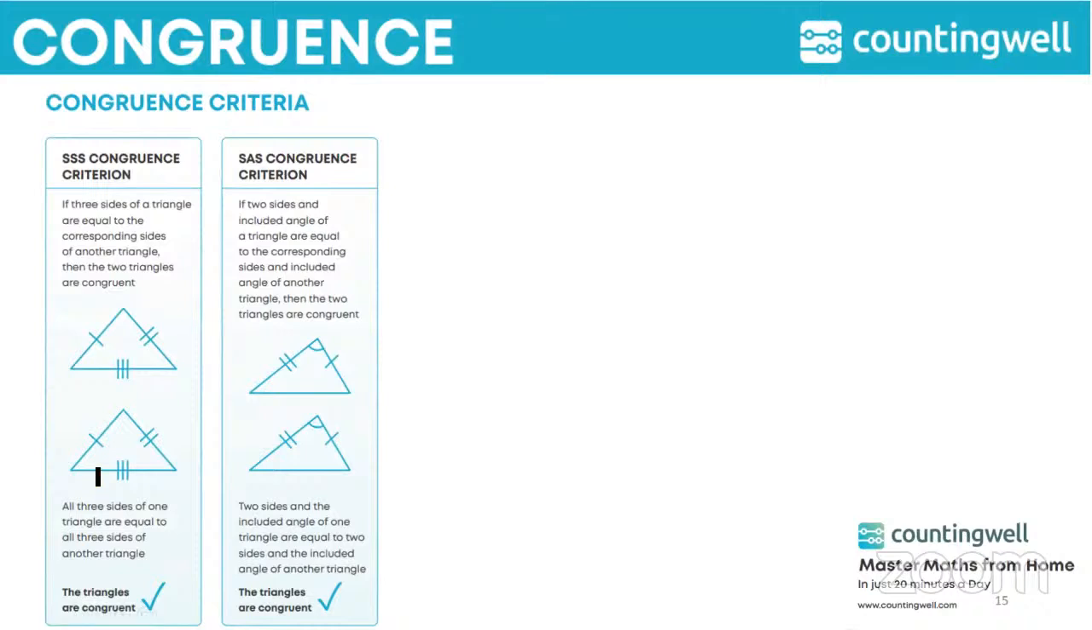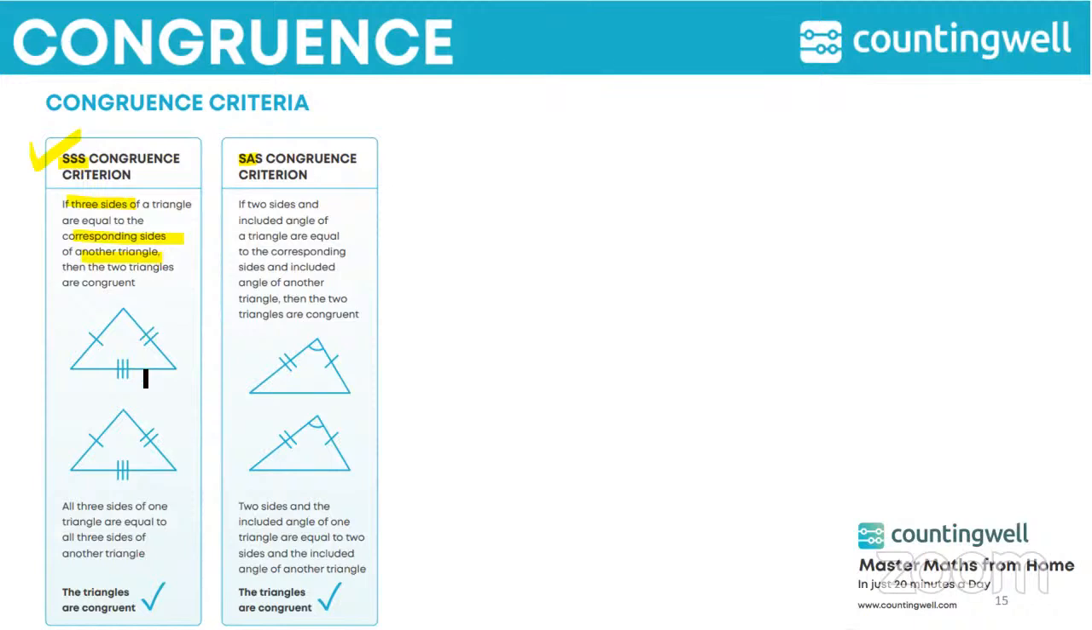Now let us see congruence criteria for congruency of triangles. There are how many criteria? SSS Congruence Criterion. Let us see first the SSS criterion. In this criterion, if three sides of a triangle are equal to the corresponding sides of another triangle, then we say the two triangles are congruent.